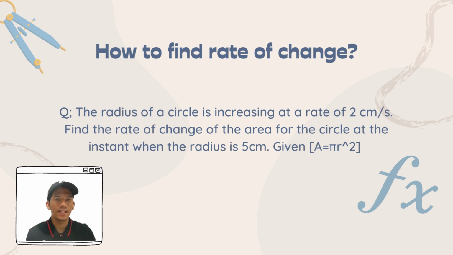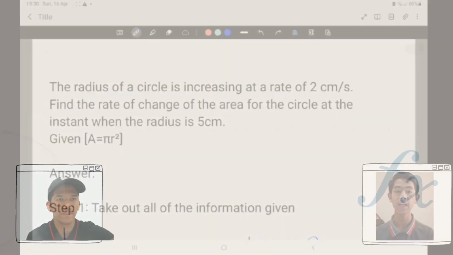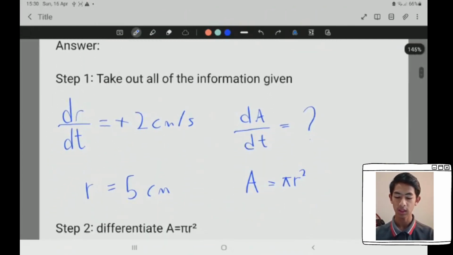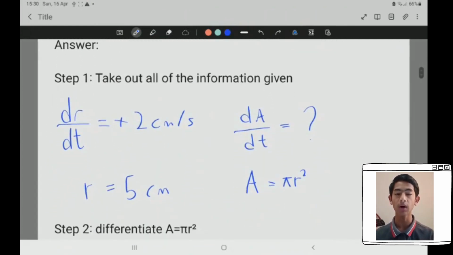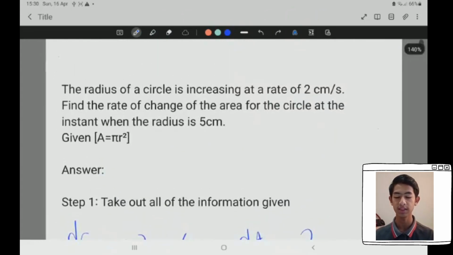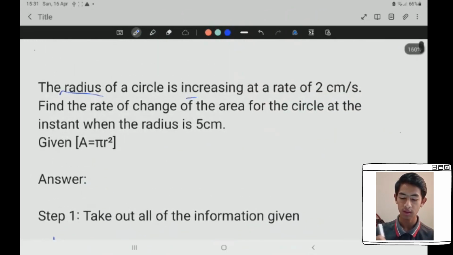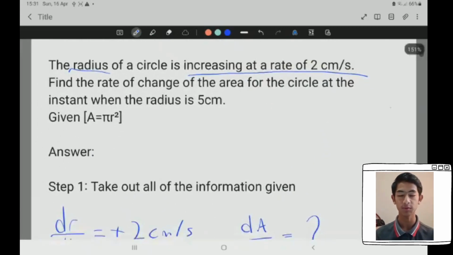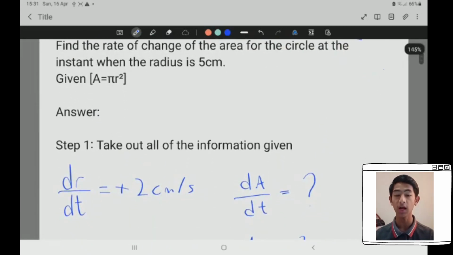Question. The radius of a circle is increasing at the rate of 2 cm per second. Find the rate of change of the area of the circle at the instant when the radius is 5 cm, given A equals pi r square. To get the answer, step 1, let's take out all the information given, which is dr per dt from the radius is increasing at the rate of 2 cm per second. That is what we get for dr per dt. Because it's increasing, it will be positive.